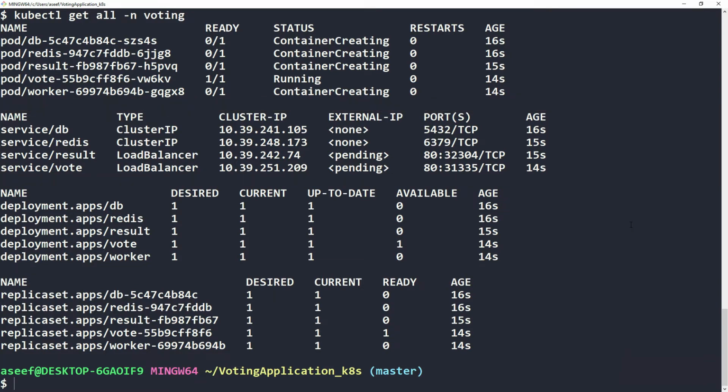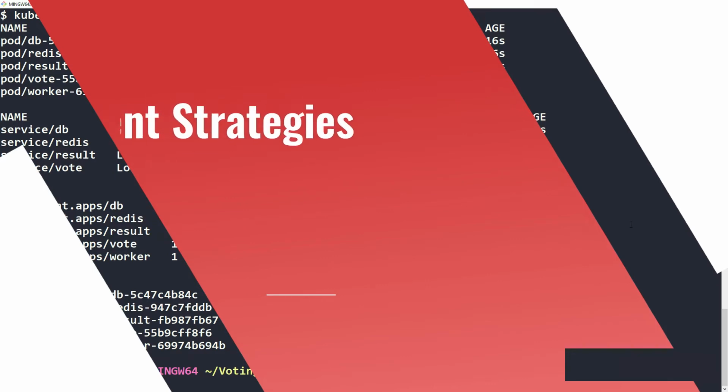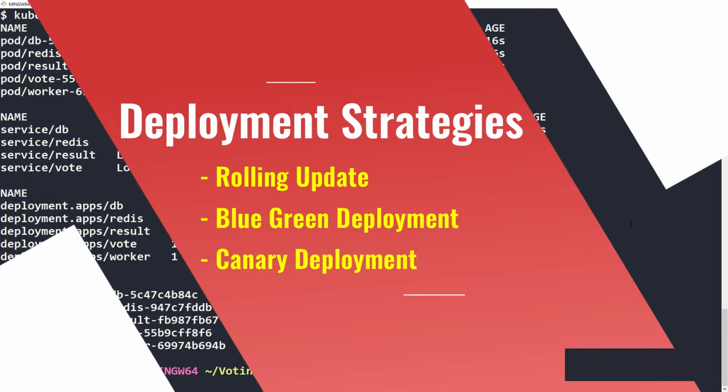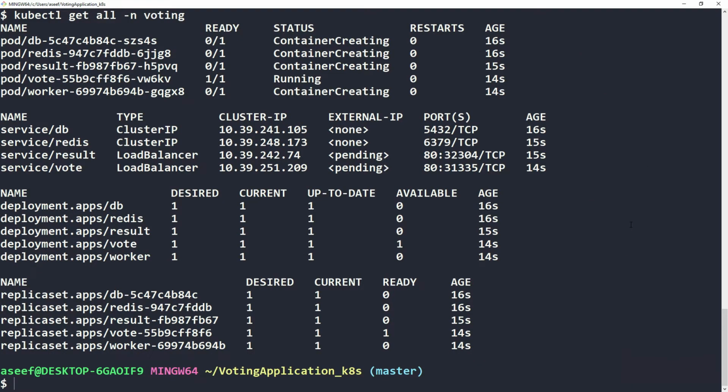Now let's talk about a few deployment strategies that we can implement while deploying our application into the cluster. Actually, there are a few deployment strategies to consider, but I'm going to focus in this video on only three well-known deployment strategies. One is what we call rolling update, one is blue-green deployment, and another one is Canary deployment. So let's talk about rolling update first.